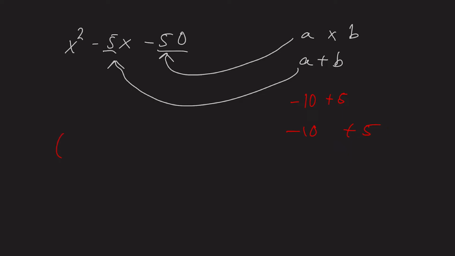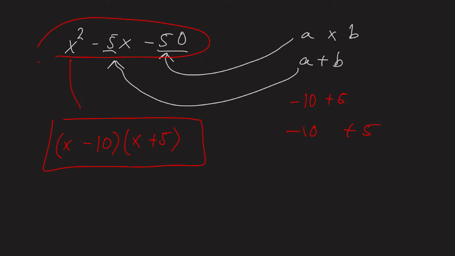Okay, so we're going to take our two sets of parentheses yet again. We're going to put x at the beginning of each, and we're going to put a minus 10 in one and a plus 5 in the other. That is your polynomial expression now factored. That's your final answer. Okay?